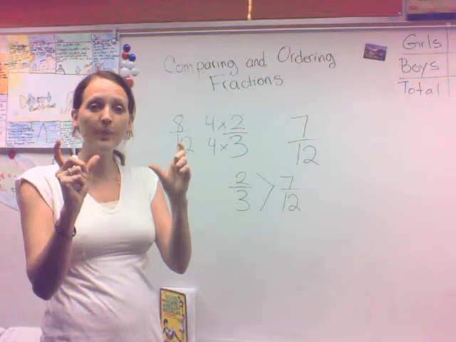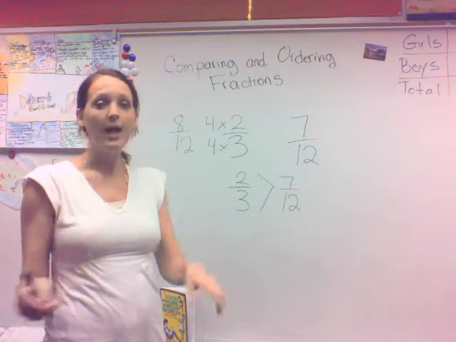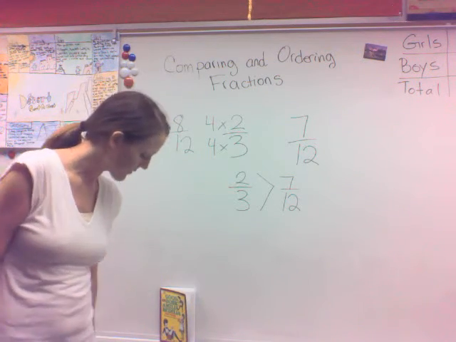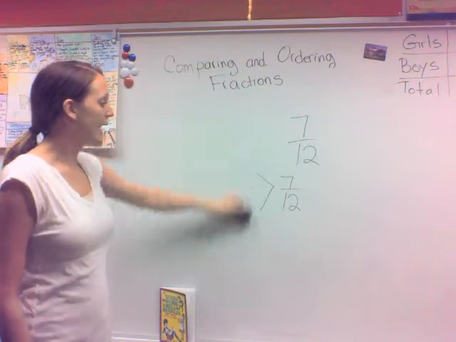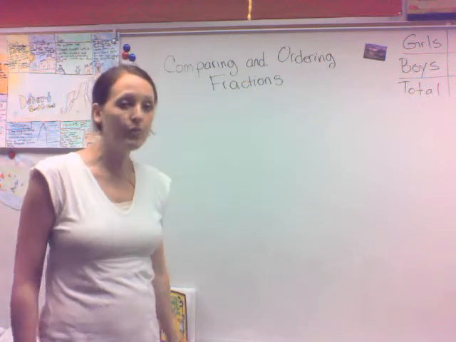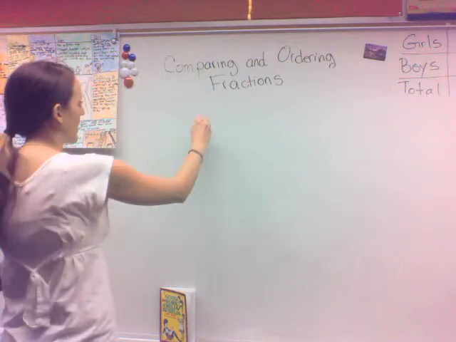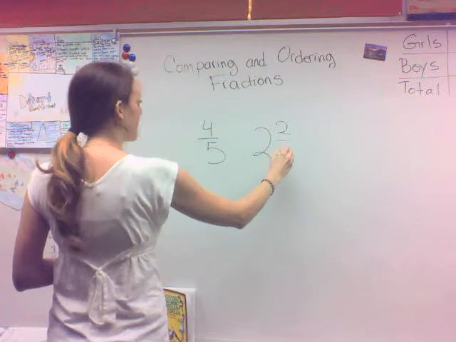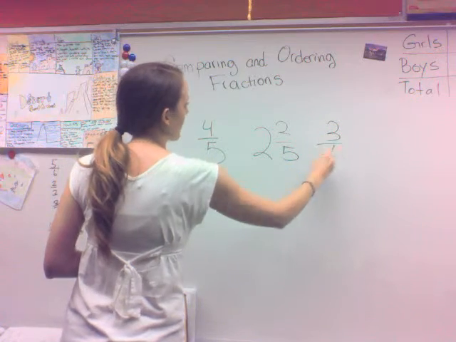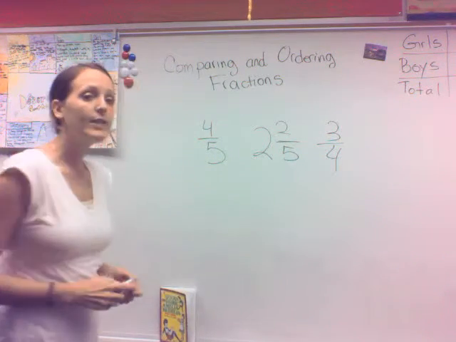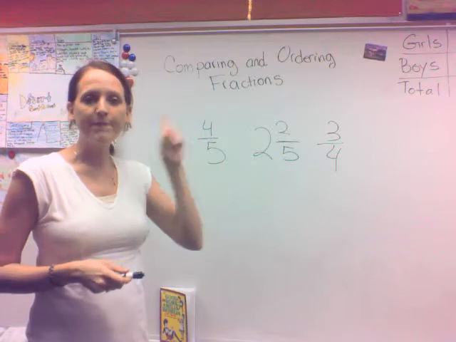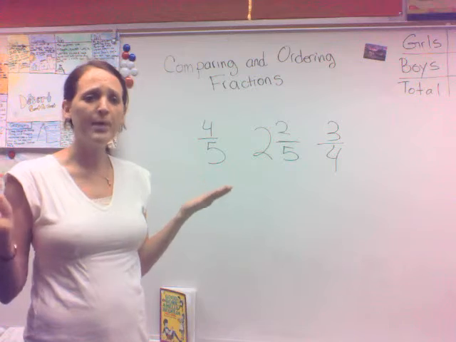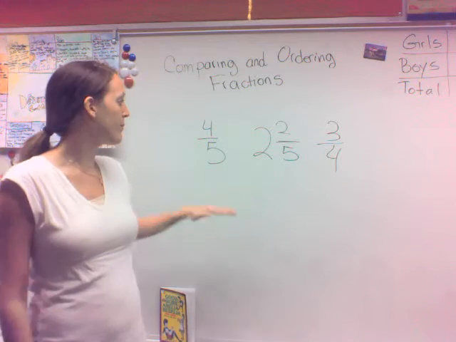We change the denominators into the same number, and the corresponding numerator we change also, and then we can compare them. We use that exact same strategy when we're ordering fractions. For example, if I want to order 4/5, 2 2/5, and 3/4, we're going to do the same thing. But the first thing that you're going to always check for is your whole numbers. Before you worry about comparing your fractions, compare your whole numbers.